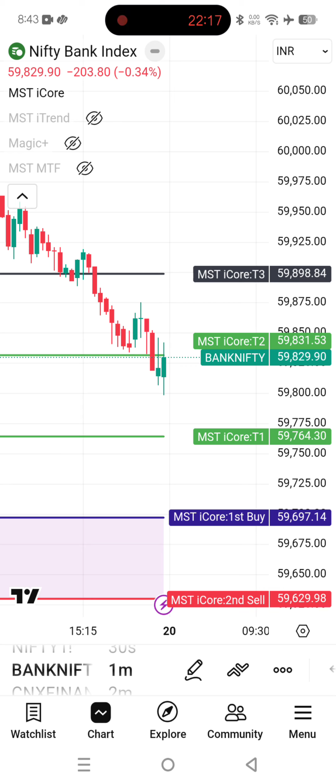This is about the MST iCore indicator. This is not a one-night rich-making indicator. It will give you support. It will show you a very easy method of trading: where to enter, where to exit, where to book. Only these three things it will say. If you are in loss, what we have to do, that also it will teach you. That is what we call the reversal entry.